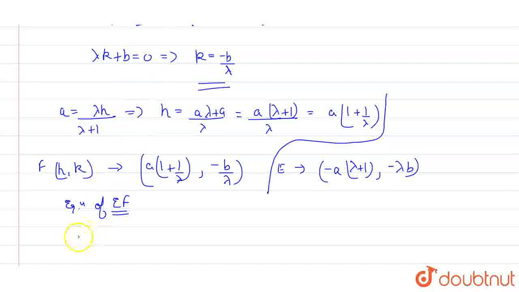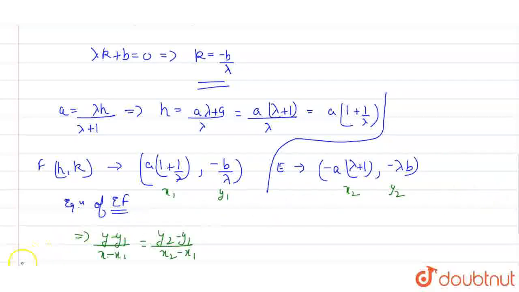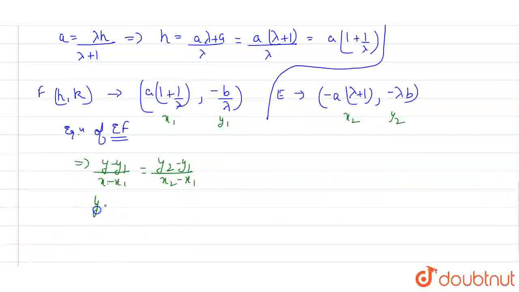First we know the formula of making the equation: y minus y1 divided by x minus x1 equals y2 minus y1 divided by x2 minus x1. Here we can take these as x1, y1 and this one as x2, y2. Now we will solve the equation. It can also be written as y minus y1 equals y2 minus y1 divided by x2 minus x1 multiplied by x minus x1. So now we will put the terms of y1, y2, x1, x2 in this above equation.